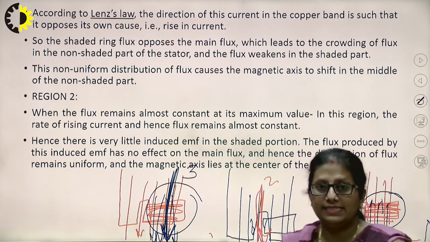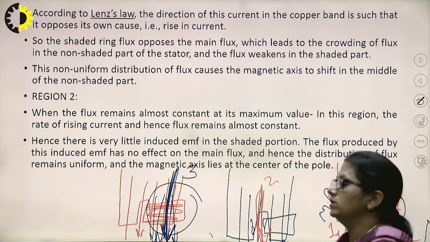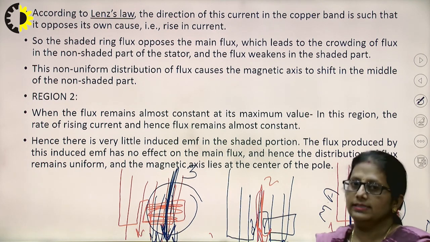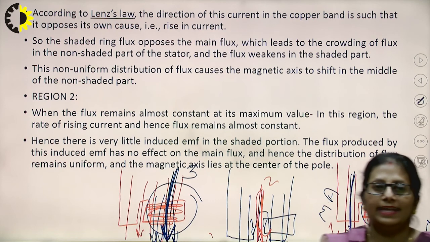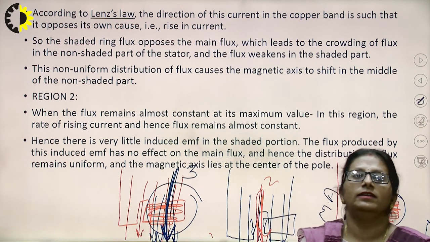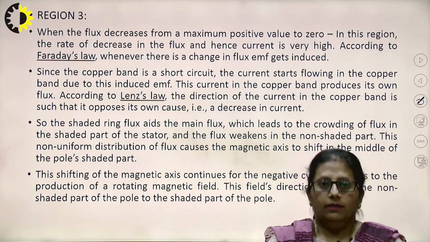So it can be seen. Region 1, it was towards the extreme left. Region 2, it has been shifted towards the center. And region 3, it has been shifted towards the right hand side. So there is a continuous shifting of the magnetic axis giving us a rotating magnetic field. Once the rotating magnetic field is there, we will be having the motor being started, right?